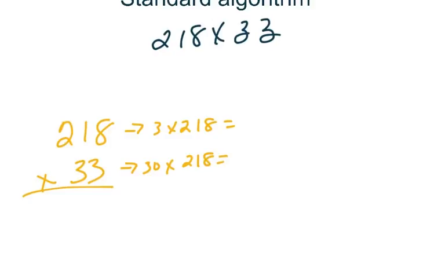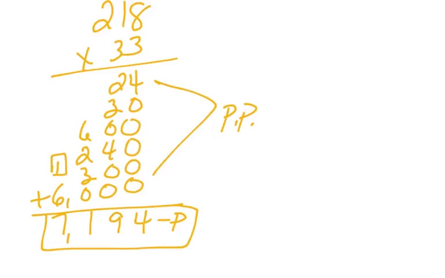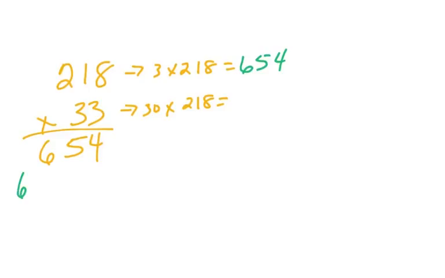Well, 3 times 218 is, or should be, 654. We go back and look. Where do we get that 654 from? From those 3 products as we multiplied 3 across the place value positions of 218. Now we're going to do 30 times 218. Well, that's 6,540. Those are our 2 partial products.